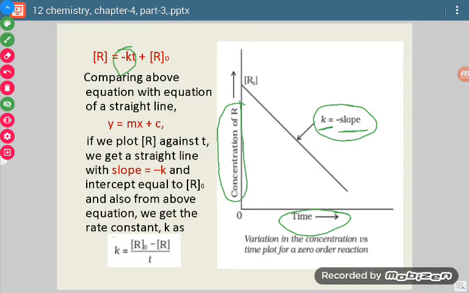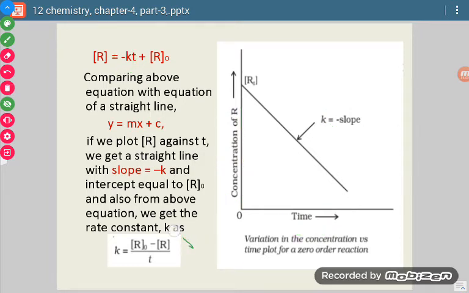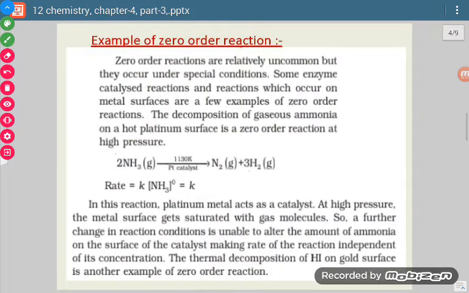So what relation do we have to remember? We have to remember this relation, k is equal to initial concentration minus concentration after time t, divided by t. So R naught minus R over t, where R is the concentration of reactants when time t has passed. This is useful for numerical purposes.